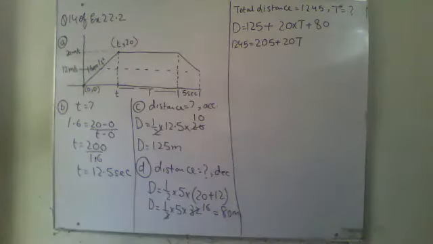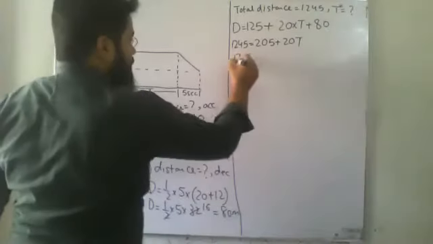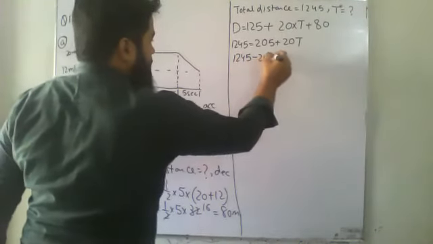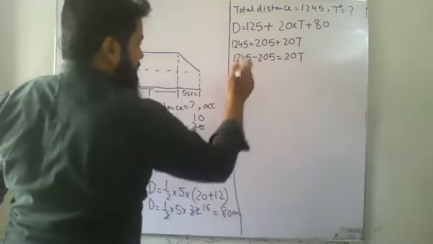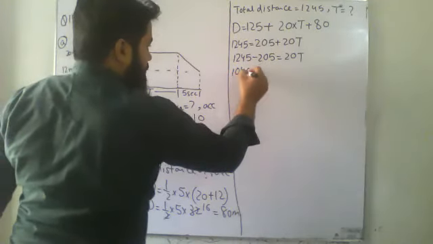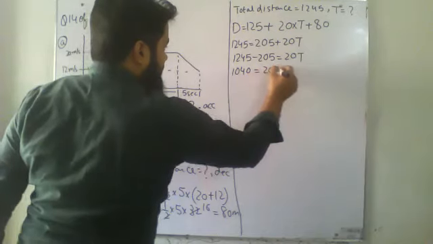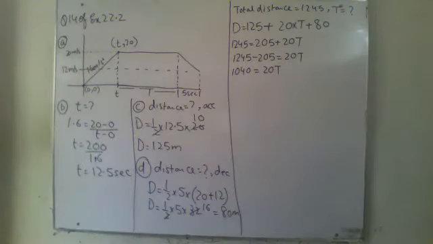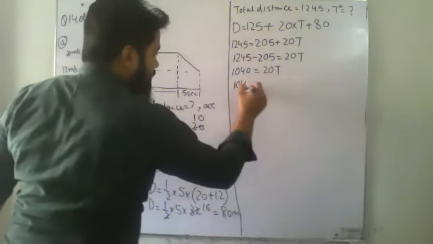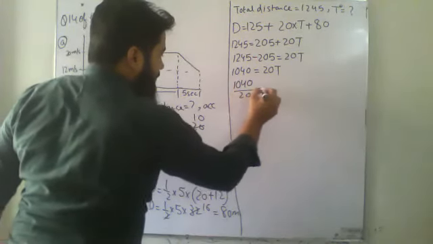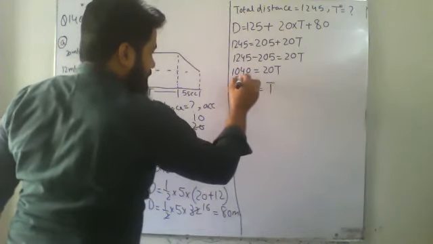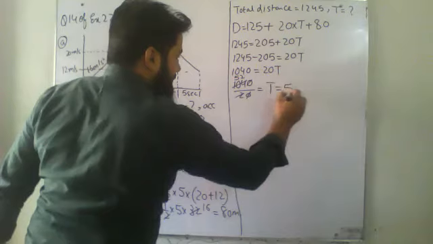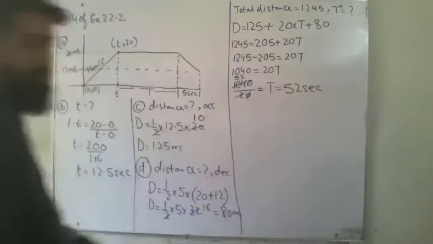Okay, now I'm going to subtract it. So 1245 minus 205 equals 20 T. Doing the subtraction, this will become 1040 equals 20 T. Now 1040 divided by 20 equals T. This and this will be cancelled too. So the total value of T is coming 52 seconds.